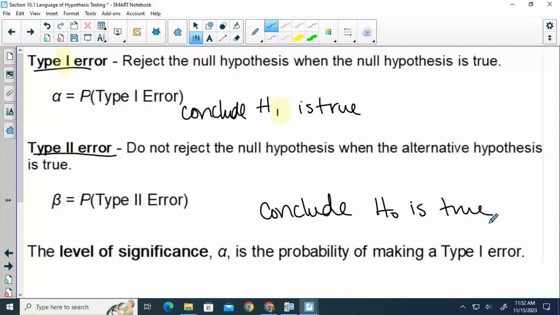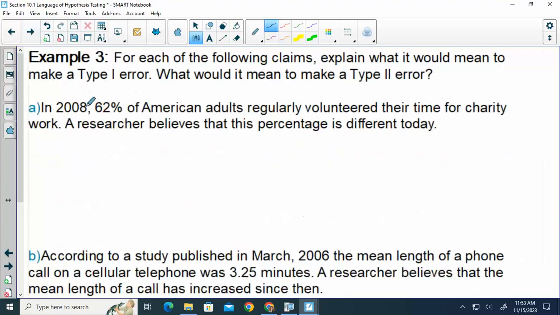We will have, throughout the chapter, we'll be talking about an alpha level of significance. That's basically the probability of a type 1 error. So we'll look at that more later on. So I want to try just writing these conclusions, making sure we can understand what they are. For each of the following, we are going to explain what it would mean to make a type 1 error and a type 2 error.